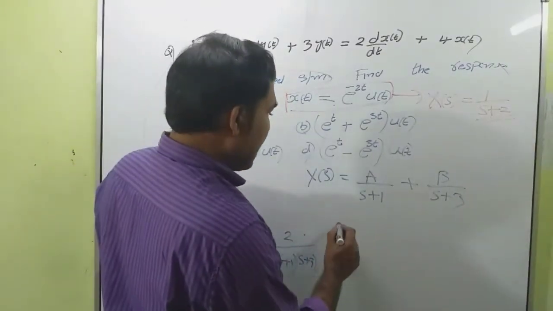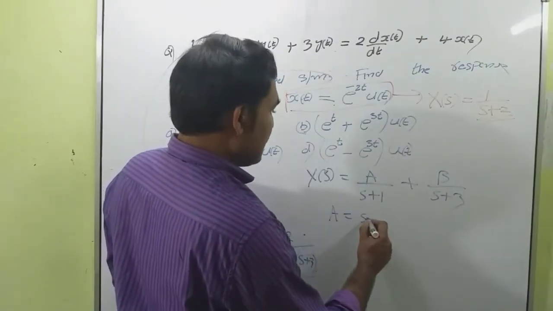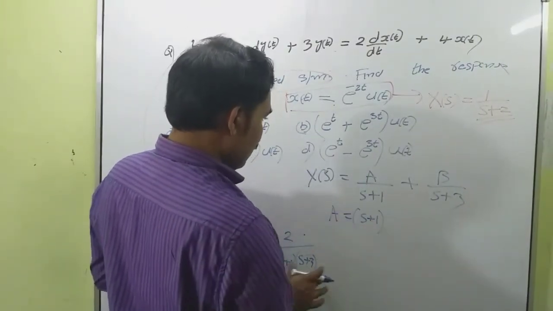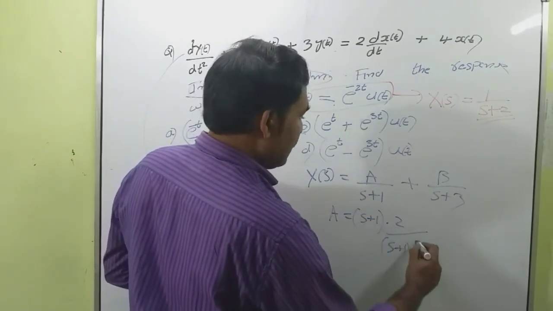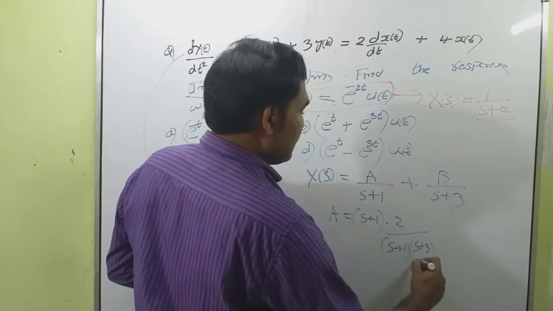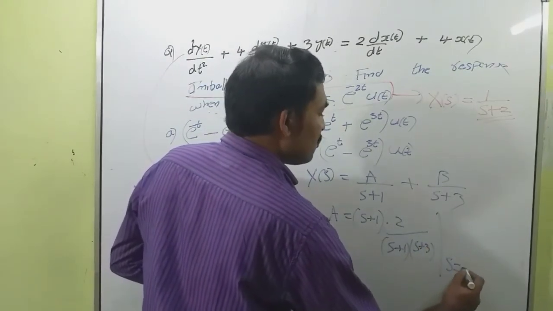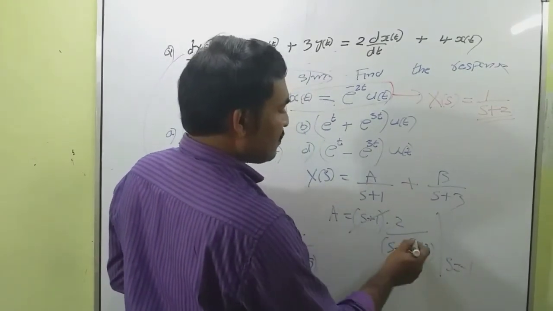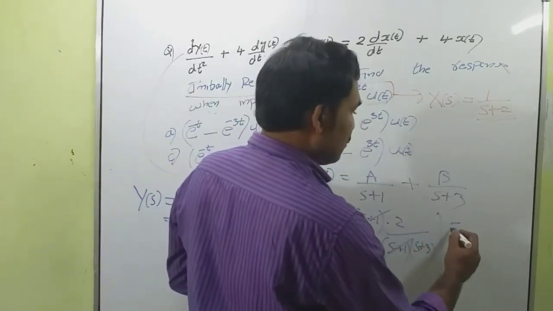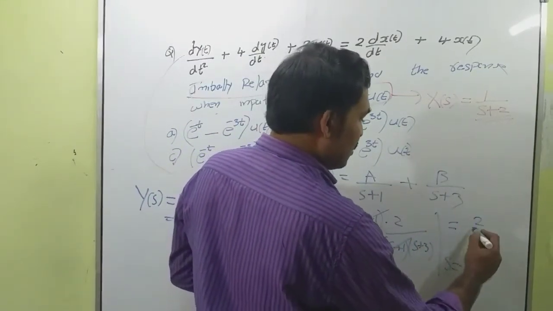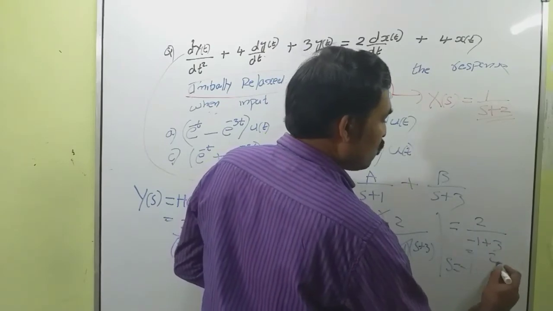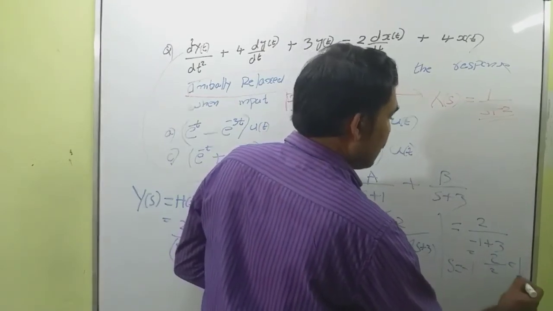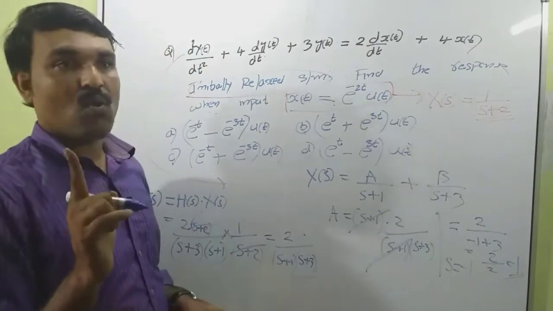So A is equal to (s + 1) into this function, that is 2 divided by (s + 1)(s + 3), evaluated at s = -1. The s + 1 and s + 1 cancel. Put s = -1 in the remaining terms: 2 divided by (-1 + 3), that is 2 by 2, that is equal to 1. So A is equal to 1.